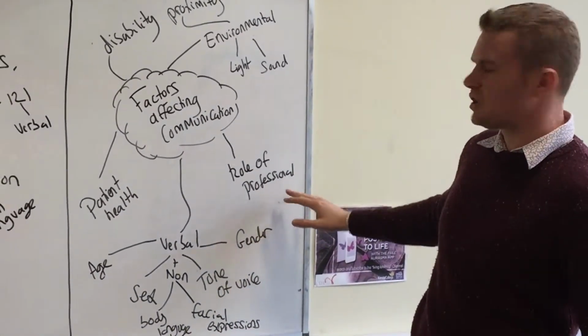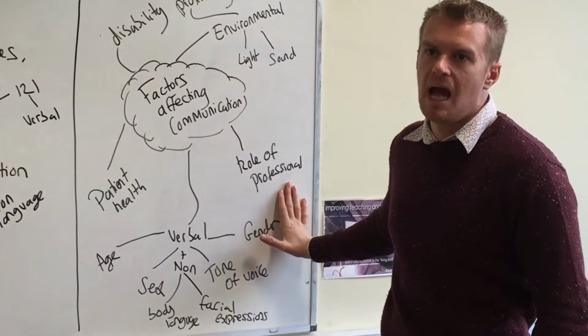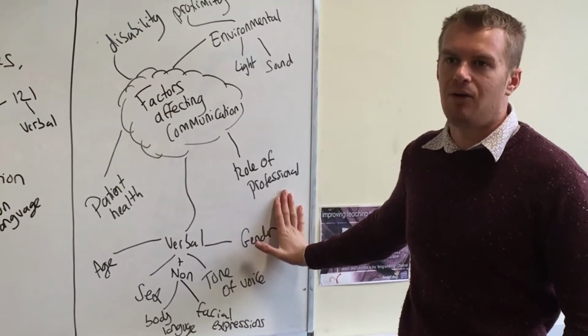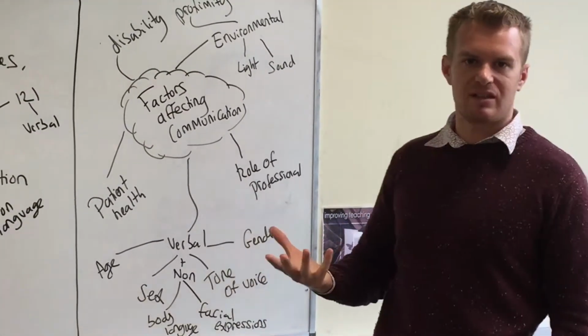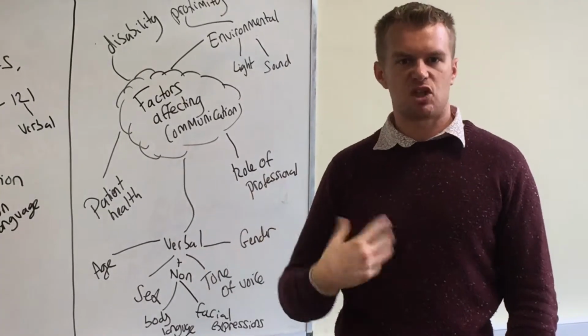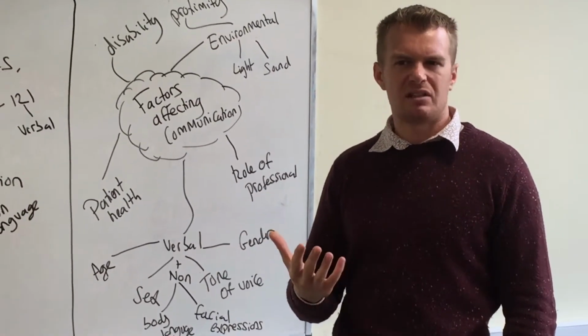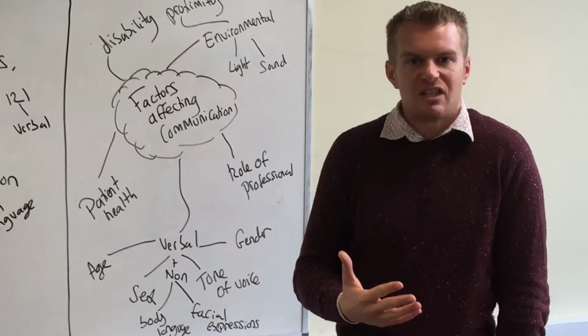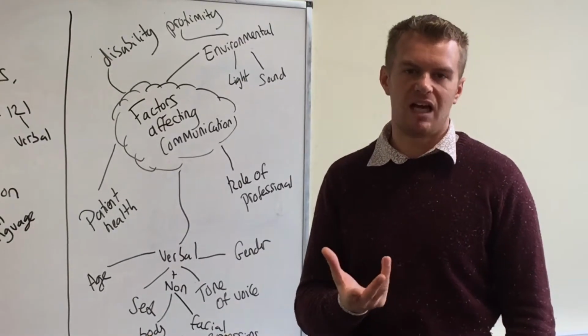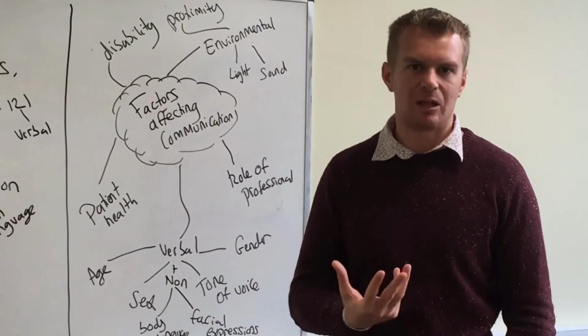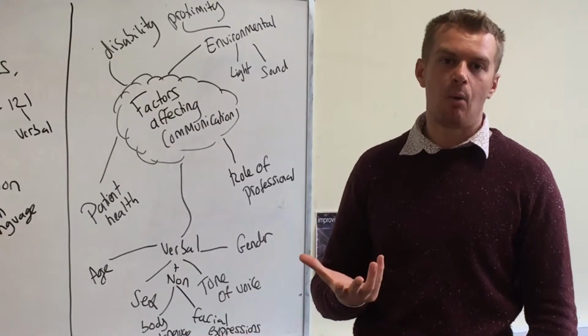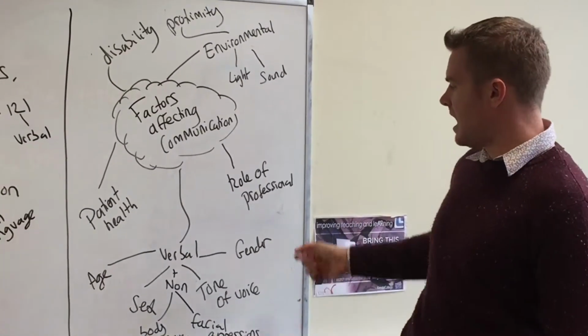Role of the professional, so your role in itself can be a barrier. If you're a social worker, automatically some people might hate you because they think you're going to take their children away. It puts people's backs up straight away, so you have to prove yourself, that that is not what you're there for, you're there to help. So you think of the role of power that can affect communication.